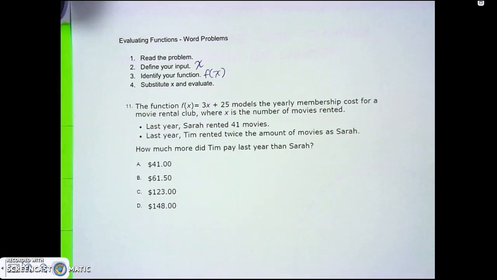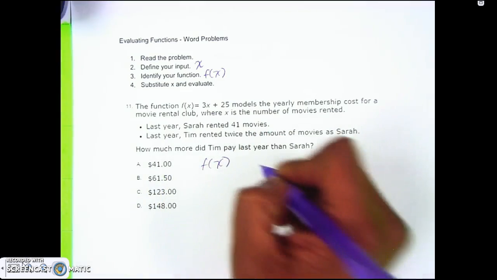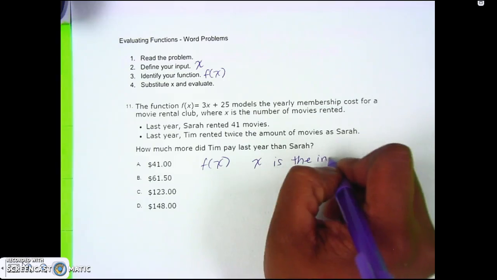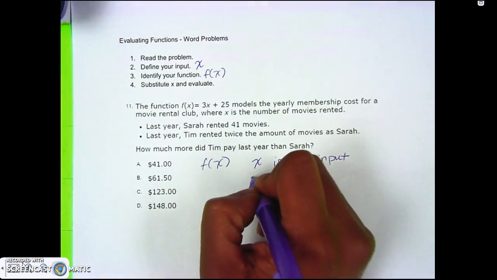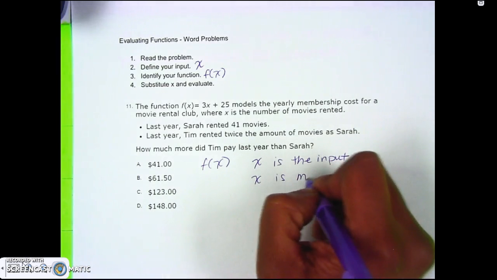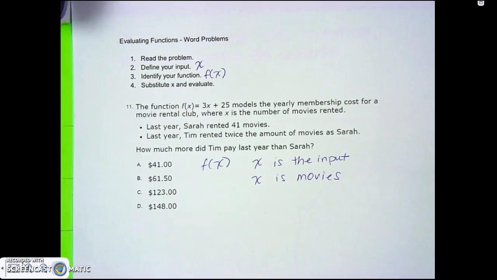Alright, so first step is done. We read the problem. Second step is we have to define our input. So our function says f of x, so x is the input. x represents the movies rented. So x is movies. And we have two inputs in this case. We have one for Sarah and one for Tim.